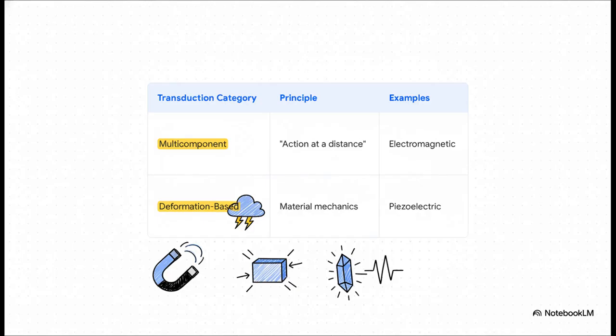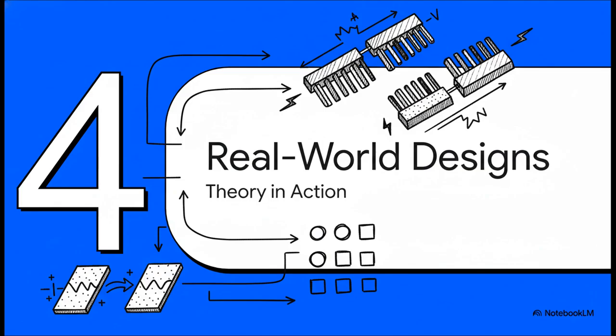So, broadly speaking, we can lump electromechanical conversion into two big buckets. You've got multi-component methods, which use action at a distance, think about magnetism, but we're going to focus on the other kind, deformation-based methods. And these are so cool because they rely on changes in the material's own physical properties to create a signal.